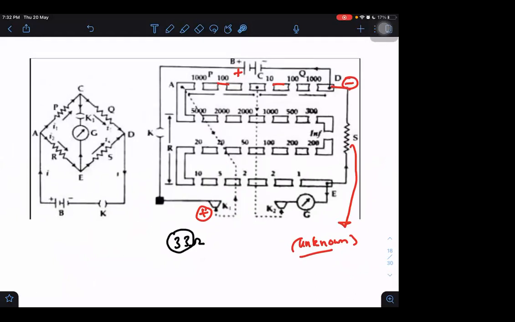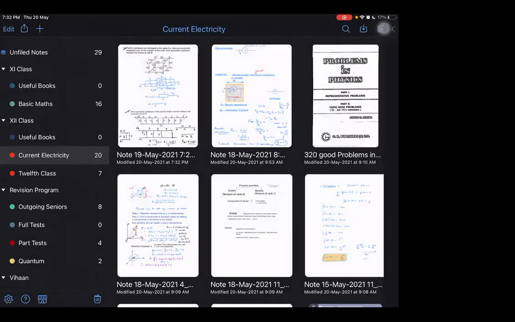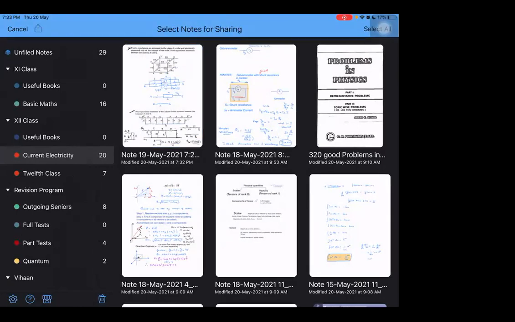Okay, then let us send it. Sir, please send TWS. Sir, you can send notes. Wait a second. Let me send it now only.